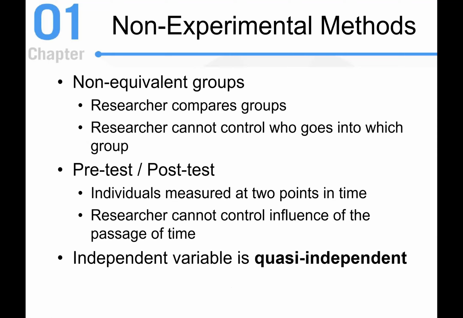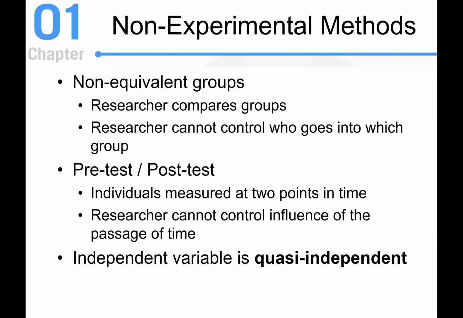So that was an experimental group. We also have what is called non-experimental methods. These are non-equivalent groups. We won't get into too much detail with them, but in these, the researcher is going to compare groups. However, the primary difference between the non-experimental and experimental methods is that in the non-equivalent groups, the researcher cannot control who goes into which group.